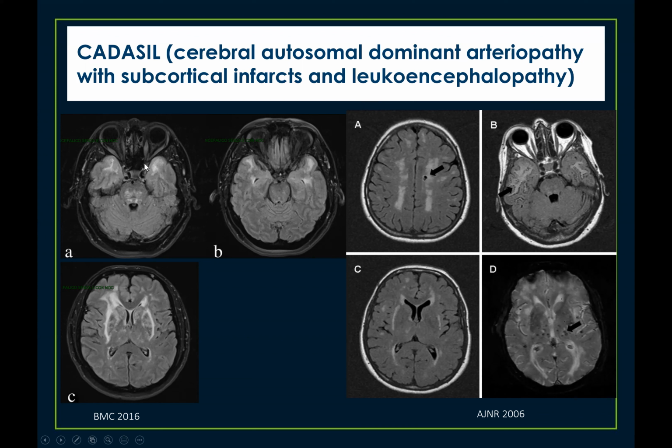So, bilateral temporal poles, external capsule, and then as we see in chronic small vessel ischemic disease, T2 hyperintensities in the basal ganglia and central pons. And in keeping with a true arteriopathy, multiple microbleeds have been described on susceptibility and gradient echo images.